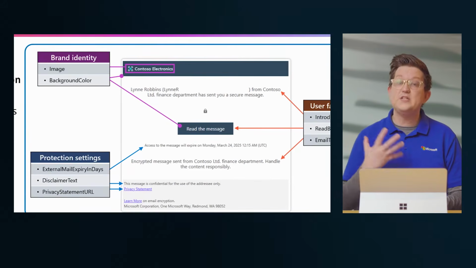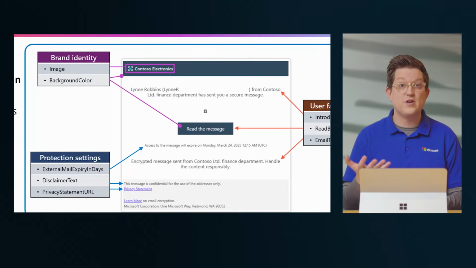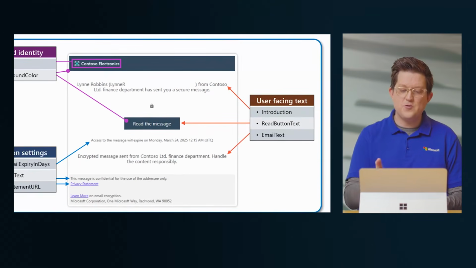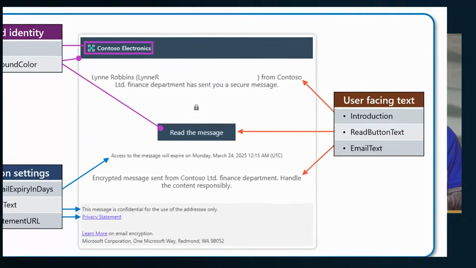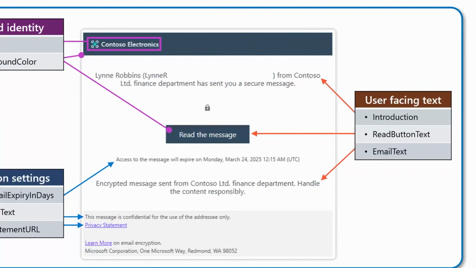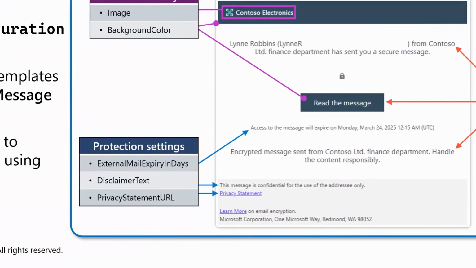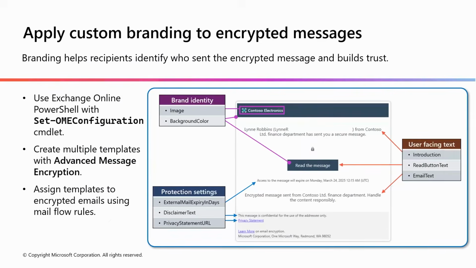We can have a brand identity so people know that it is definitely coming from a trusted organization. We can have individual pieces of user-facing text that you can fully customize. What's in the introduction? What is the actual text on the read button that you see in the middle? Even down to the email text that we see down the bottom. Right down to where we publish things like the mail expiry, where we publish things like our privacy URL. We can put all of this information in and customize what shows where in a template to make sure that the right people know and can feel comfortable that this is coming from a legitimate source.